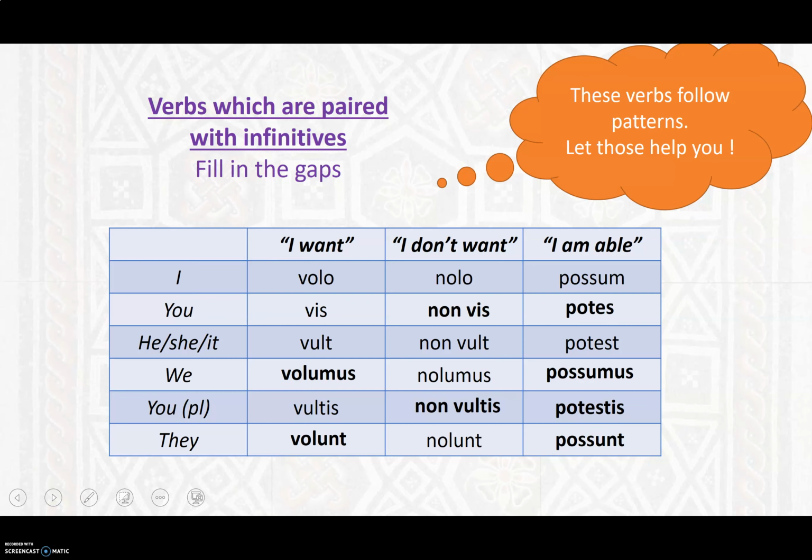If you got rid of the pos or the pot in front of each of those words, you'd be left with sum, es, est, sumus, estis, sunt. So it's the verb I am with a pot or a pos in front of it. If you think about this in English, it makes sense because I am able has the words I am inside it. You are able. He is able. So it makes sense in Latin that we also have the word for I am, you are, he is within that verb.